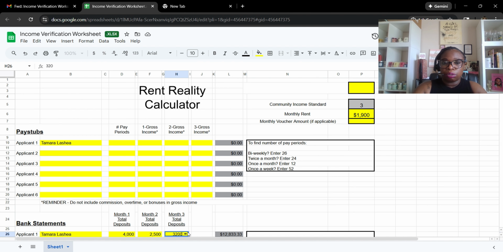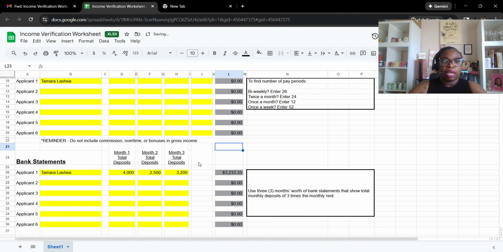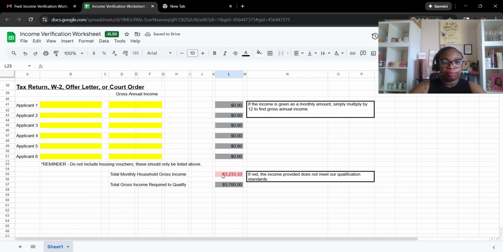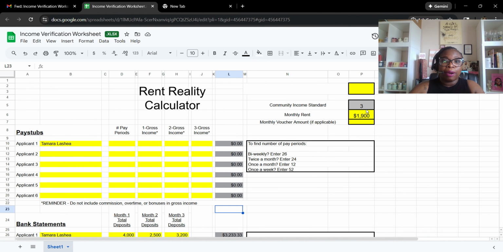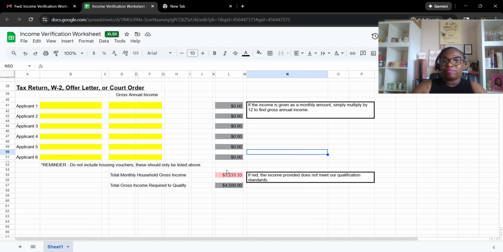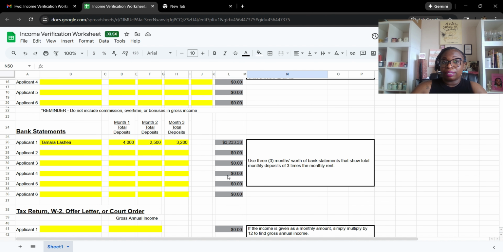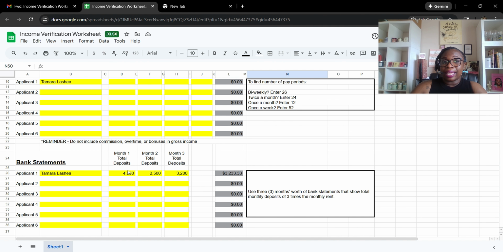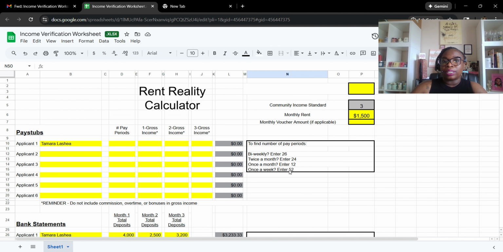Let's change that to 3,200. And we scroll down. Again, if it's red, that means I cannot afford this apartment at $1,900. Now, let's see if this apartment was $1,500. Even at $1,500 a month, the average of my income still would not be enough to afford this apartment.